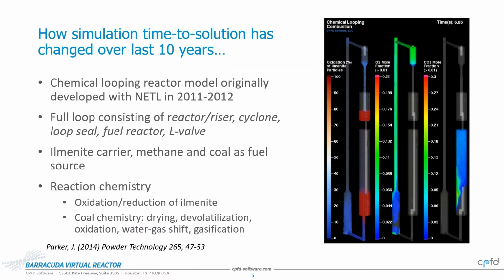Before I get into all of that with the bubbles, I just wanted a brief perspective, my perspective on the GPU development over time. We have this old model. It was developed about 10 years ago. It's this NETL chemical looping combustion system. And at the time when this was developed, we put just about everything we could into this. It's full loop chemistry. Had this reactor, riser, cyclone, loop seal, all these units, and this thing ran and ran and ran.